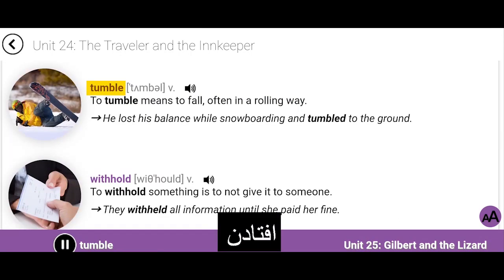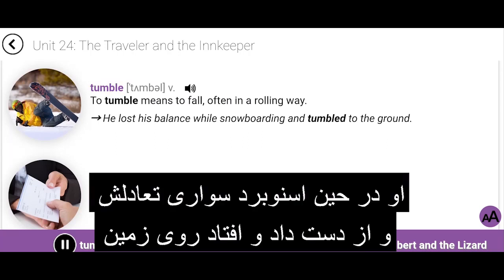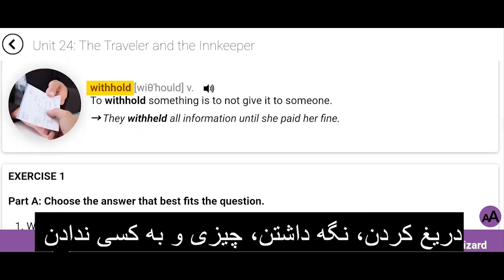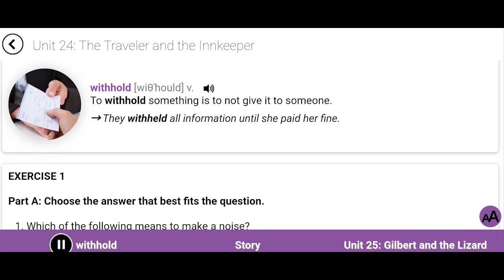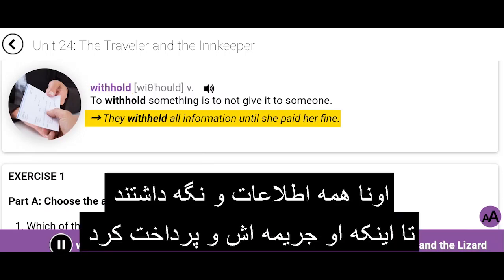Tumble. To tumble means to fall, often in a rolling way. He lost his balance while snowboarding and tumbled to the ground. Withhold. To withhold something is to not give it to someone. They withheld all information until she paid her fine.